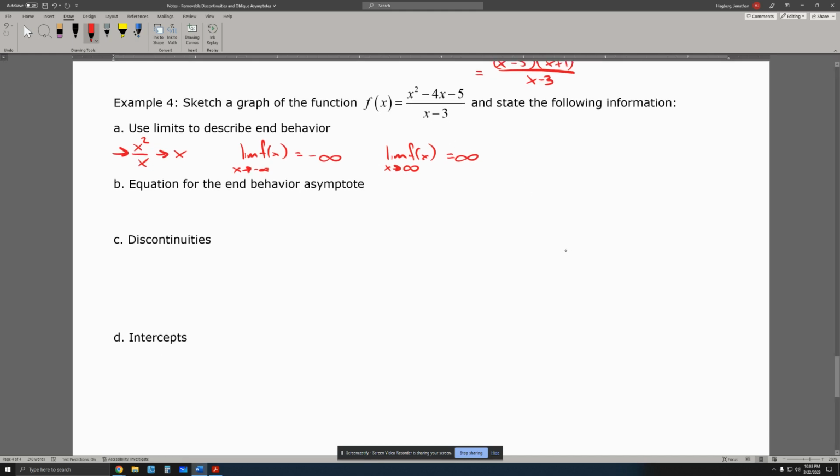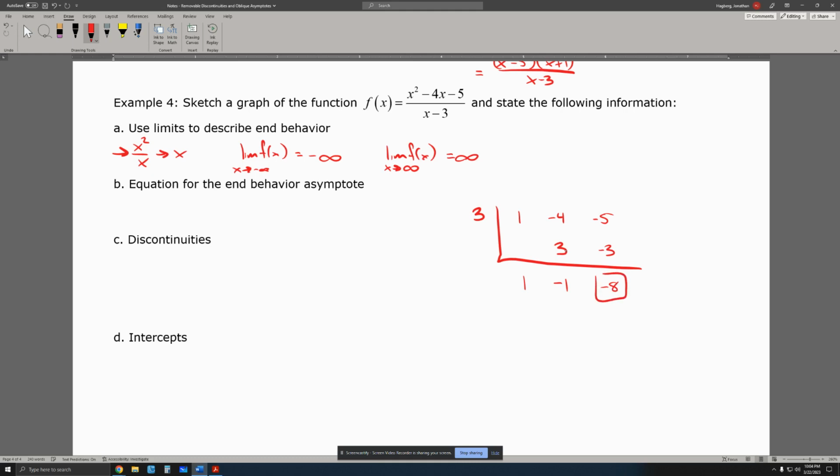So let's go ahead and use synthetic division. Because we're dividing by a binomial, we have the factor x minus 3, the root x equals 3. The quadratic trinomial, we have coefficients 1, negative 4, negative 5. Bring down the 1. 1 times 3 is 3. Negative 4 plus 3 is negative 1. 3 times negative 1 is negative 3. Negative 5 plus negative 3 is negative 8.